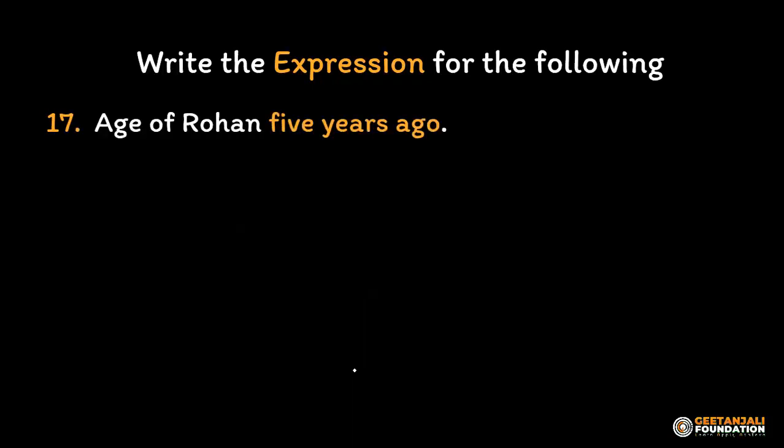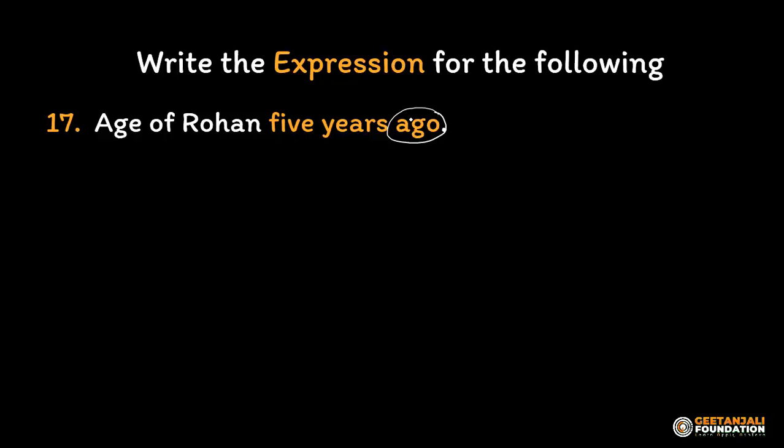Age of Rohan 5 years ago. The keyword is this: ago. Ago means before. Suppose someone says a person's age is 10. What was his age 5 years ago? You will simply say 5 years. How did you find that? You have subtracted 5 from that 10, right?